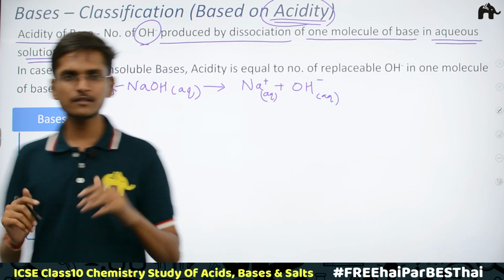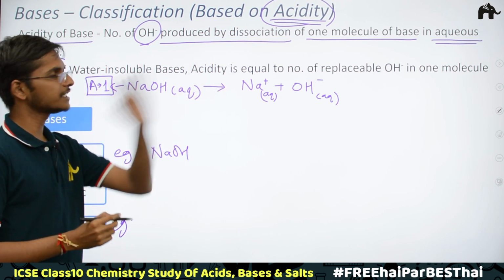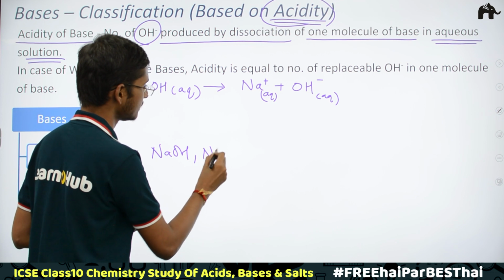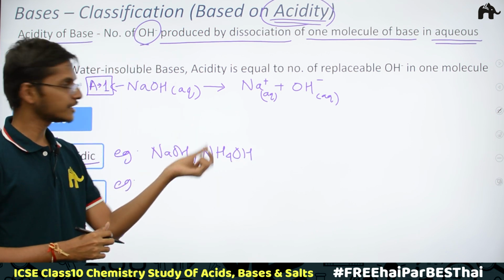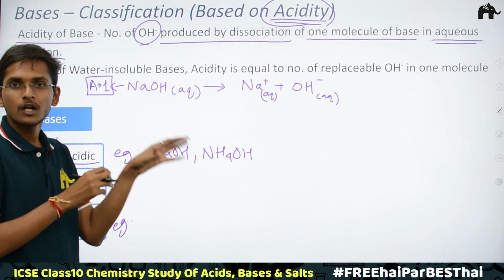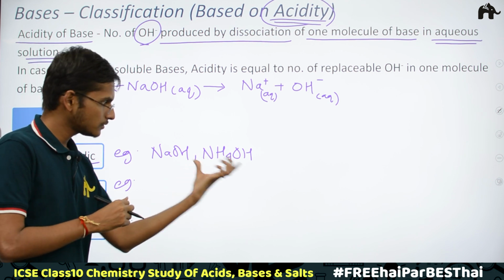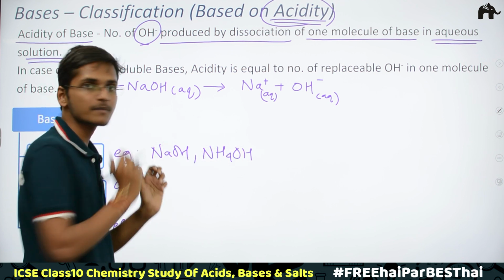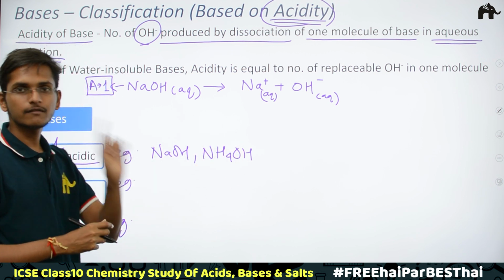So monoacidic bases, NaOH, just now we have seen how it is getting dissociated and producing one OH minus ion. Same way we have already seen how NH4OH is also getting dissociated into NH4 plus and OH minus ions. We have just seen the dissociation of alkalis a few minutes ago. So in that slide we have learned how NH4OH is dissociating into NH4 plus and OH minus ion. So it is also producing one OH minus ion, therefore it is also having acidity 1.